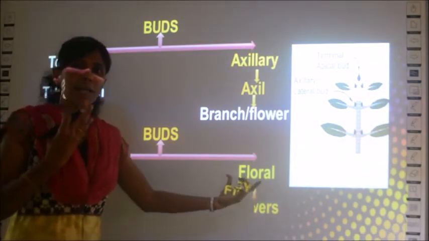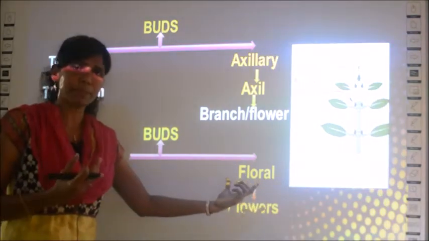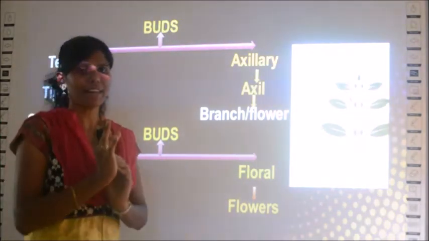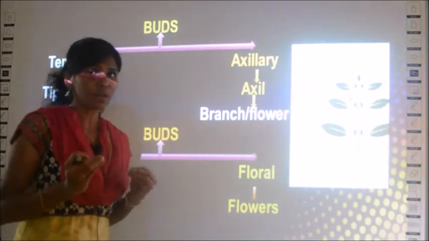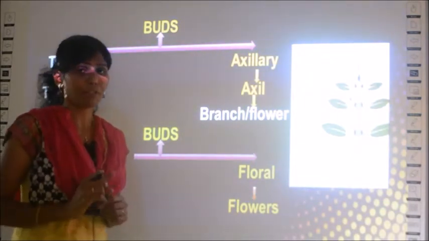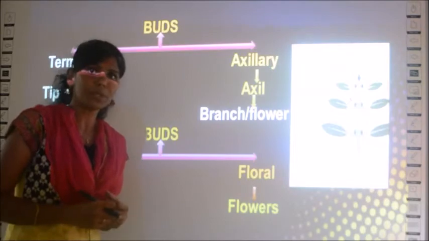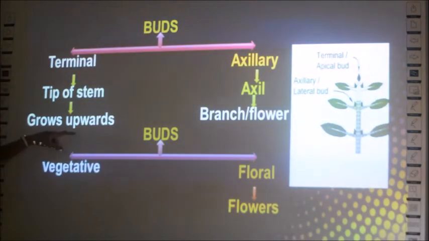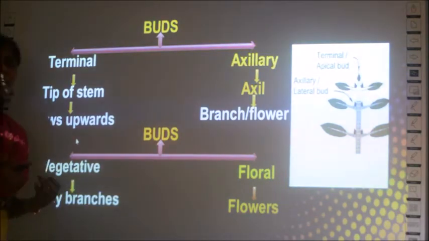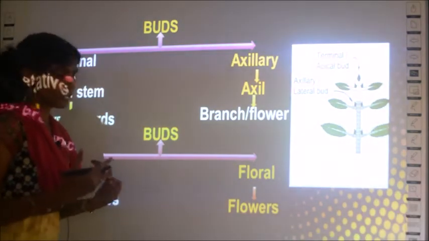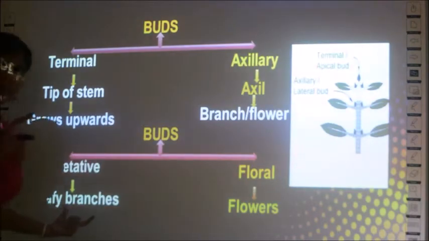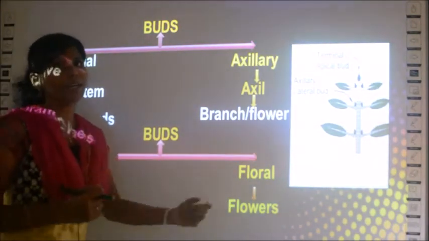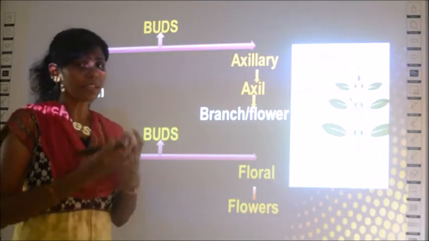Flora itself means flower. So if there is a floral bud, it will become a flower. I told you, not all buds will become flowers. So if it is a floral bud only, you will get flowers out of that. If it is a vegetative bud, as you have seen here, it can become either a leafy branch or a leaf. So if it is a vegetative bud, the bud will become a leaf or a branch, whereas if it is a floral bud, the bud will become a flower.